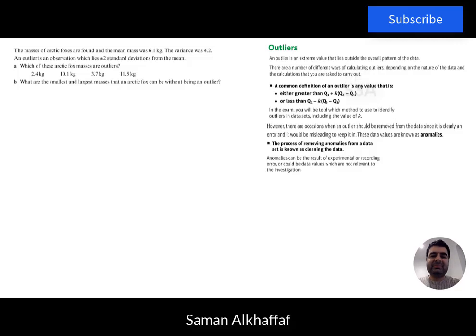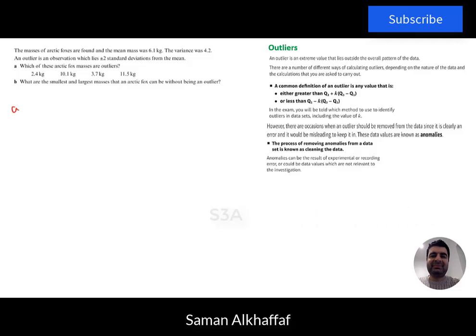In this example, the masses of Arctic foxes are found. The mean mass was 6.1 kilograms, the variance was 4.2, and an outlier of an observation lies plus or minus 2 standard deviations from the mean. For part A, which of these Arctic fox masses are outliers? So we have 4 values here.